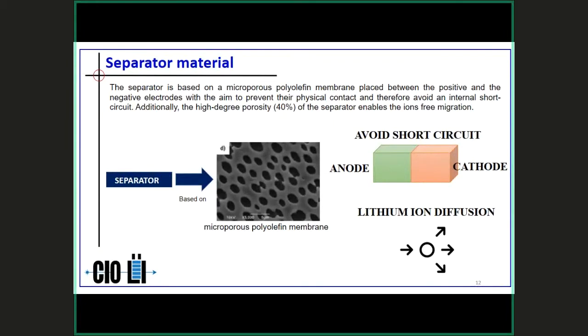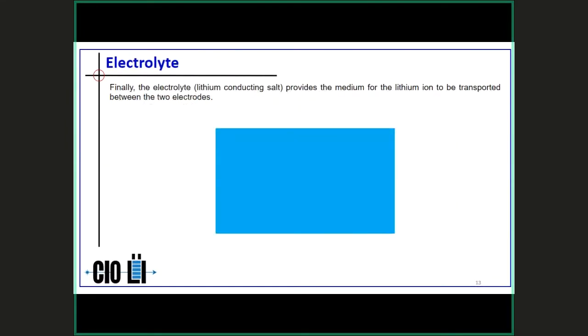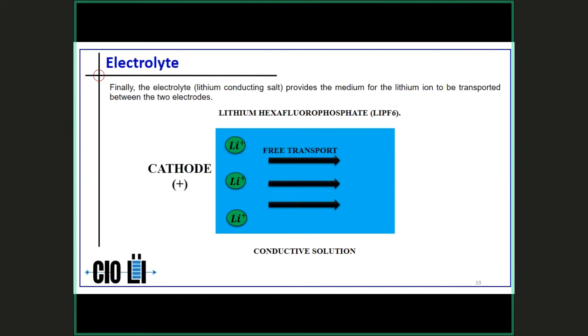The last component is the electrolyte. At the commercial level, it is used lithium hexafluorophosphate. This is a conductive solution, for that reason it is presented in this blue color. And this is the medium that allows the free movement of the lithium cations between the cathode and the anode.